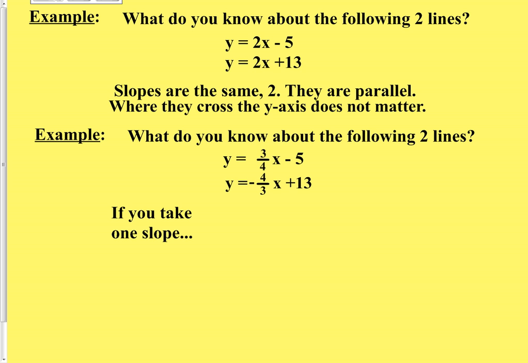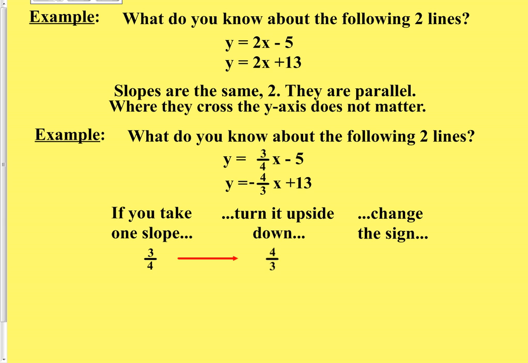Okay, so we're going to check and see if perhaps they are perpendicular to each other. The rule says to take one slope value. Now, it does not matter which line we get this slope value from. We're just picking one of them and stealing its slope. So I'm taking the top one, and its slope fraction is 3/4. If you take one slope value and turn it upside down, so 3/4 would become 4/3, and then you change the sign of that fraction. Well, the sign is currently positive, so we're going to reverse that to make it negative.